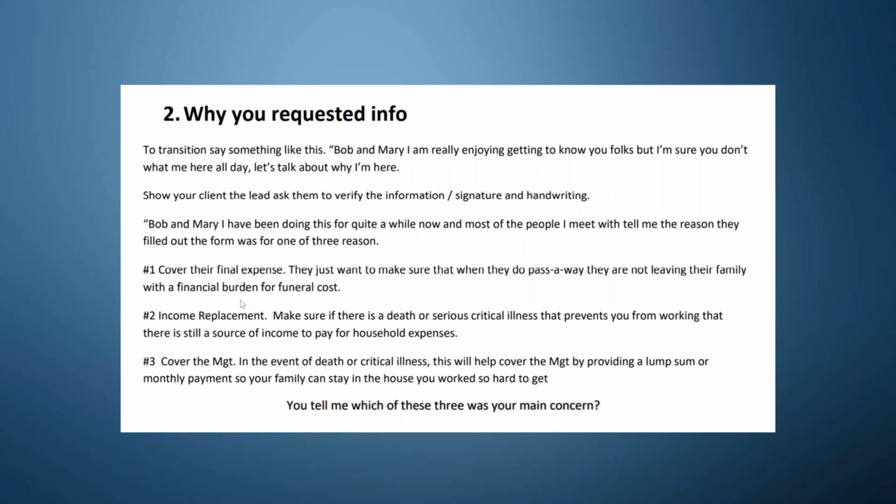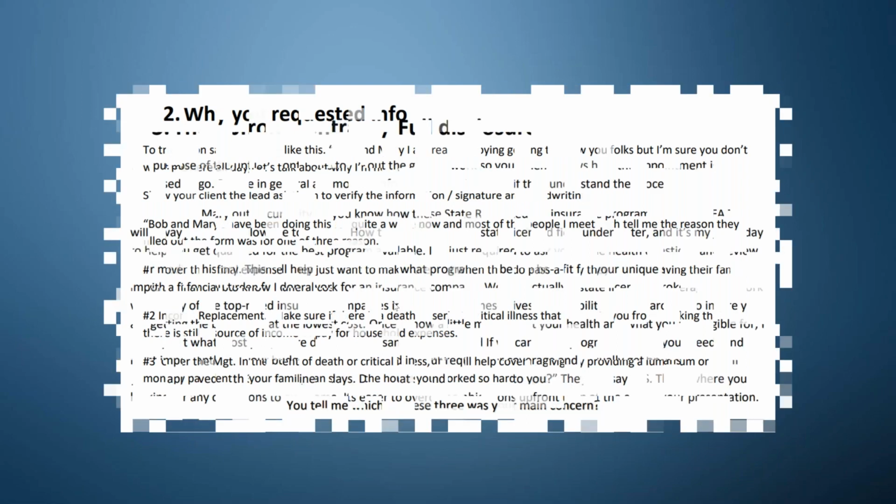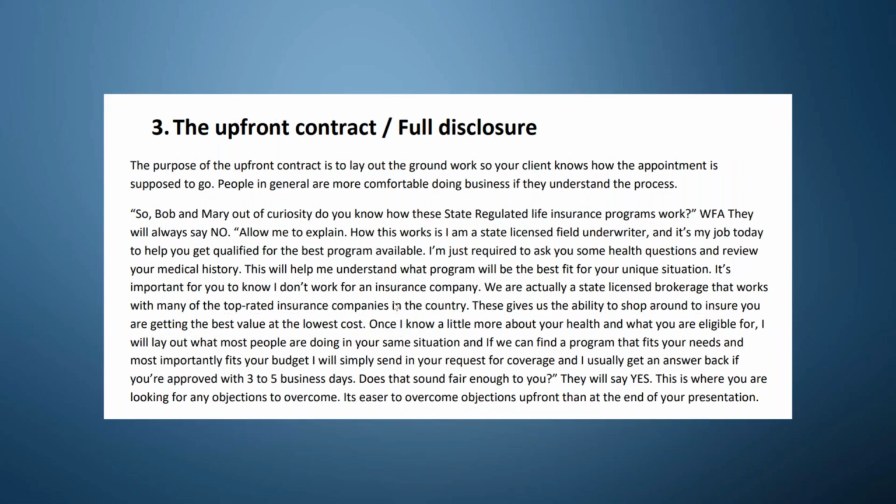So moving on, we've identified the reason why they sent the form in. Now I want to do the upfront contract. Guys, this is very, very similar to exactly what we do verbatim as far as the final expense. So Jimmy tells me it's about this. I'm going to say, Bob and Mary, or in this case, Jimmy and Ruby, out of curiosity, do you guys know how these state regulated plans work? No, not at all. He's going to say no. Everybody says no because they don't know how they work. So all you're going to do is explain.